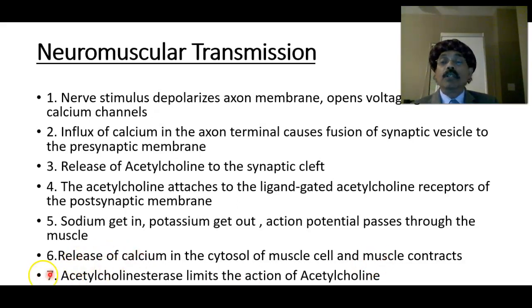But we know that acetylcholine esterase, which is present in the synaptic cleft on the basal lamina, limits the action of acetylcholine because it will break down the acetylcholine. Once the impulse is gone, the remaining acetylcholine, which is returning back, should be broken down by the acetylcholine esterase.